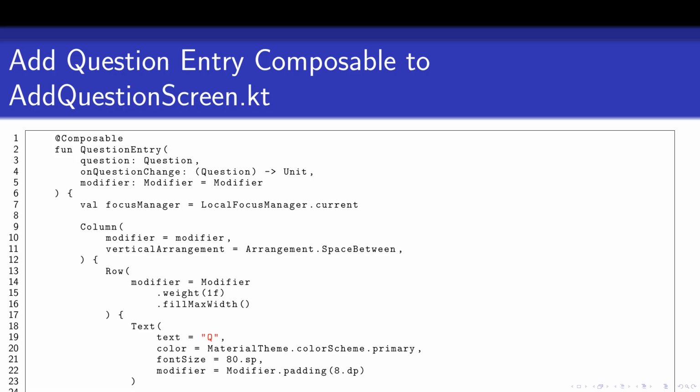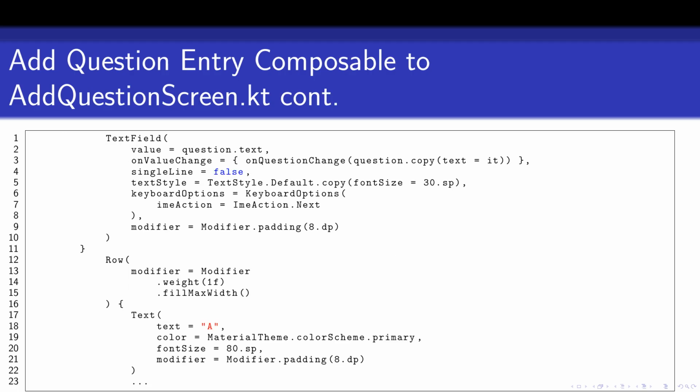The Question Entry composable lays out two vertically stacked rows for question and answer entry. Each row has a large label, Q for question and A for answer, and a corresponding text field. It uses a column to align content and the local focus manager to manage keyboard actions. The layout is designed for clarity and ease of use on mobile devices, giving the input areas plenty of space.